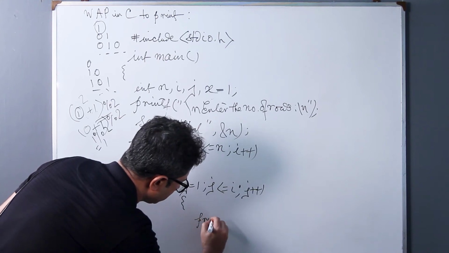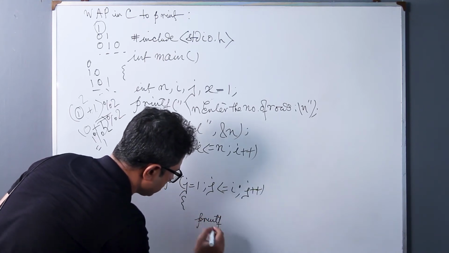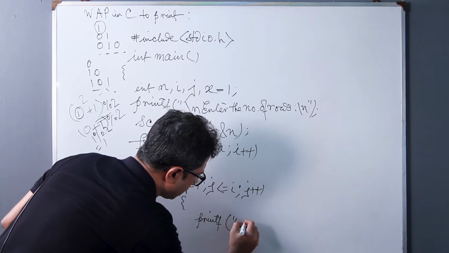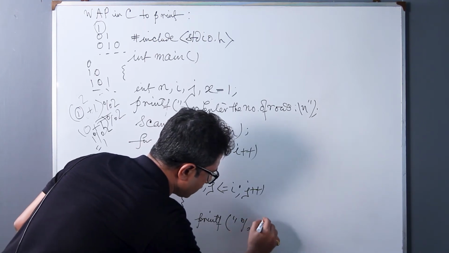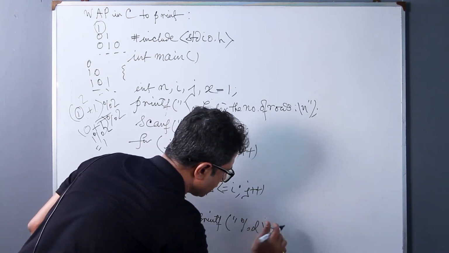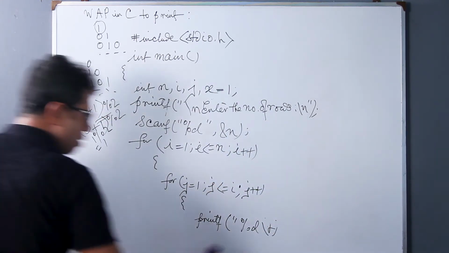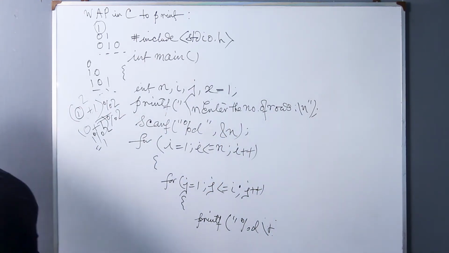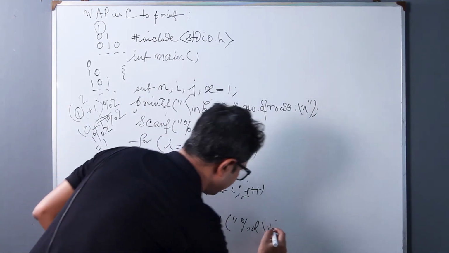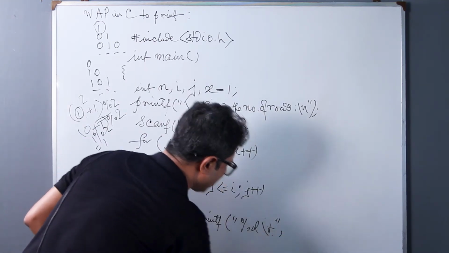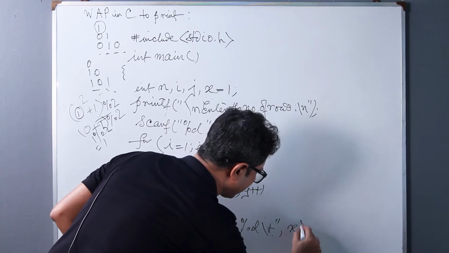Printf %d tab, sorry, excuse me, %d tab. What am I going to print? I am going to print the x value.